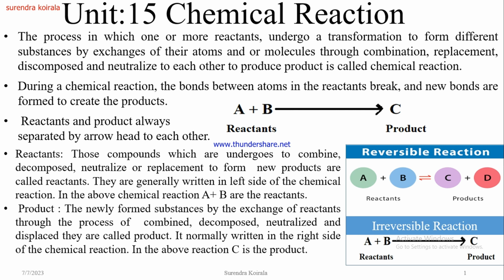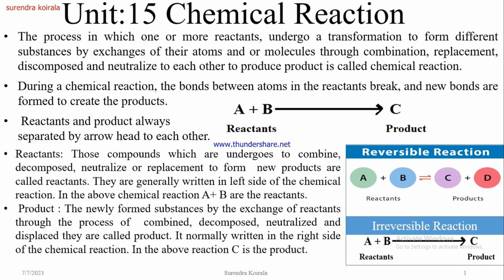Reactants may be molecules, groups of atoms, ions, radicals, or elements too. They generally exchange through the processes of combination, decomposition, neutralization, and displacement. They are called products. In chemical reactions, products are normally written on the right side of the reaction. In the above reaction, we can see that A plus B act as the reactants and C acts as the product.